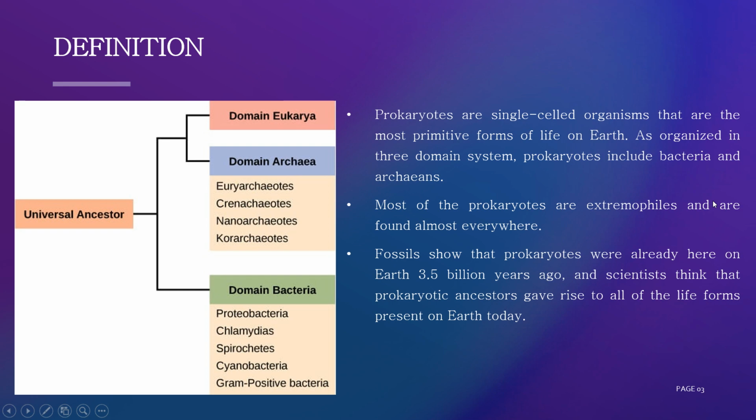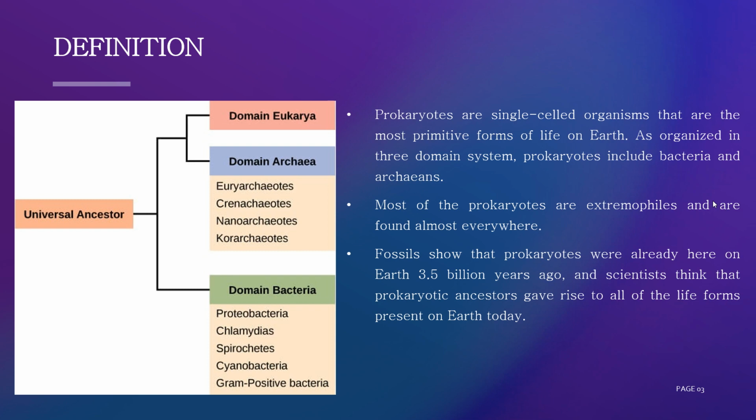Then the definition: prokaryotes are single cell organisms. We know prokaryotic cells are unicellular organisms, that is single cell organisms, the simplest organisms, that are the most primitive forms of life on Earth.